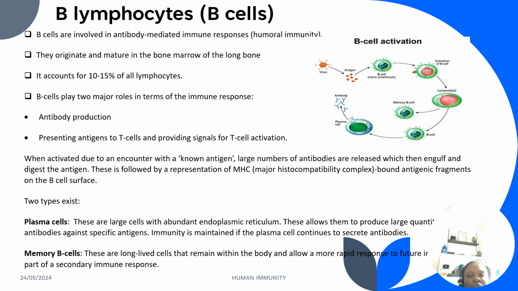B cells play two major roles in the immune response: antibody production, and presenting antigens to T cells and providing signals for T cell activation. Two types exist, which are plasma cells and memory B cells.